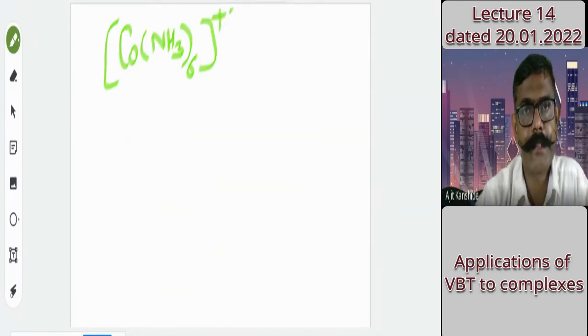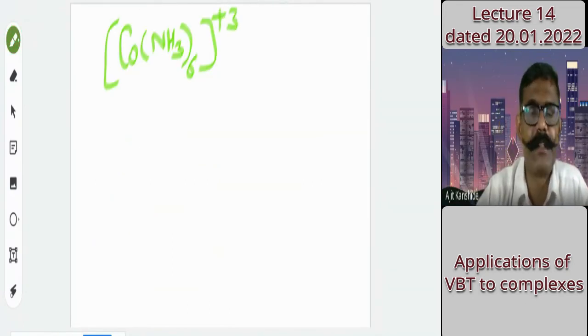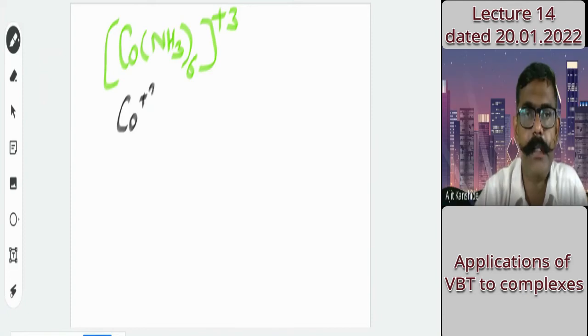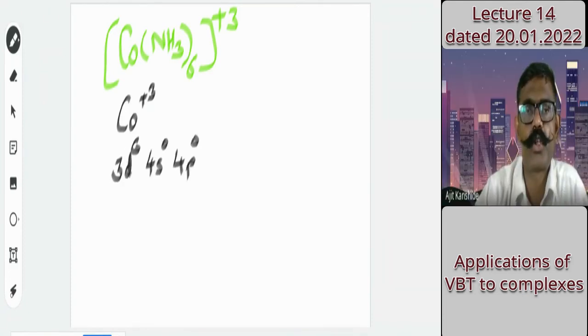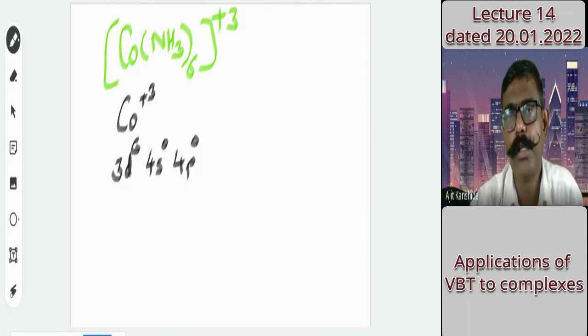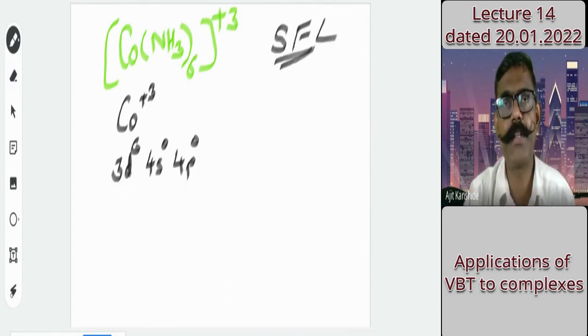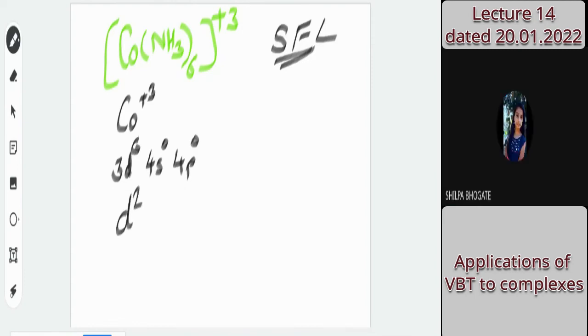Good. Which metal ion is present? Cobalt. Electronic configuration? 3d6, 4s0, 4p0. I give a hint to you: here ammonia is a strong field ligand. Hybridization? d2sp3. Structure or geometry? Octahedral. Magnetic property?